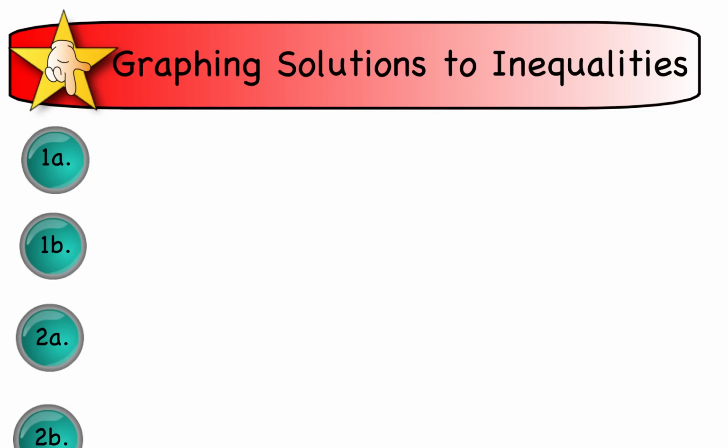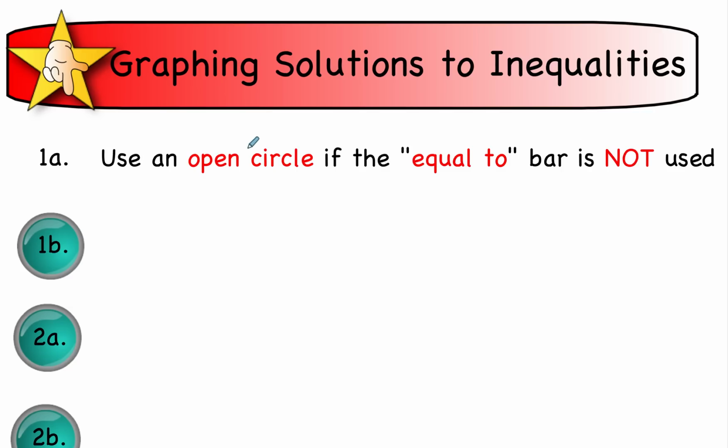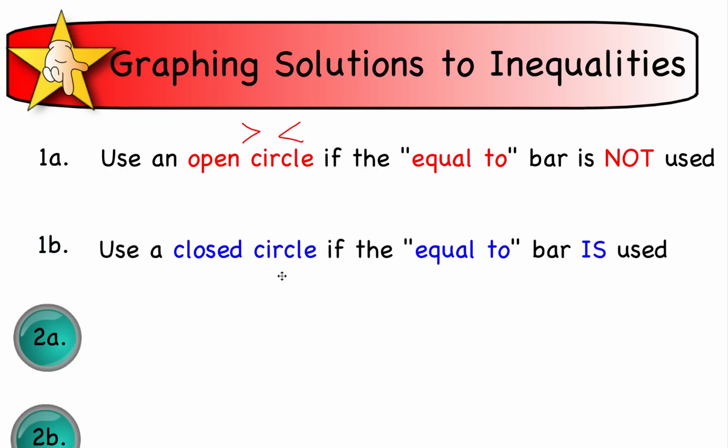Now, when graphing the solutions to inequalities, we're going to use an open circle when the equal to part is not in the inequality. So if it's a less than or a greater than, then it's going to be an open circle. So let me go ahead and write that in here. So anytime you have just a greater than or a less than, that's going to be an open circle. If we have a closed circle, that means that the equal to part is part of that and the endpoint is a solution. That's when we'll use a closed circle.